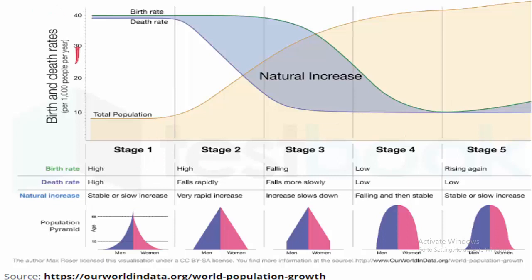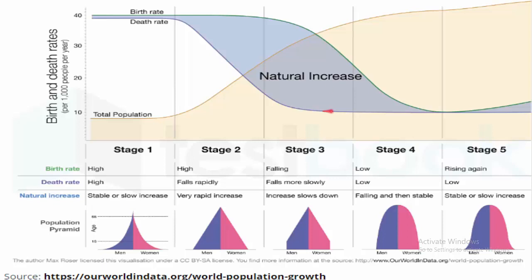In stage 1, basically the birth rate and the death rate both remain constant. Later in stage 2, the death rate will decline and the birth rate will remain stable. Then in stage 3, the birth rate will decline and the death rate will try to stabilize, and this is now the condition of India. India is in the 3rd stage.